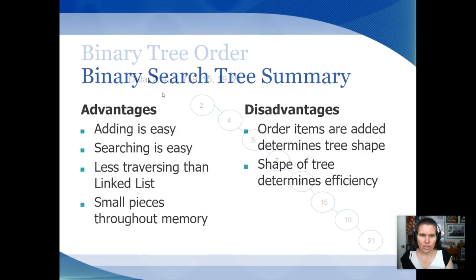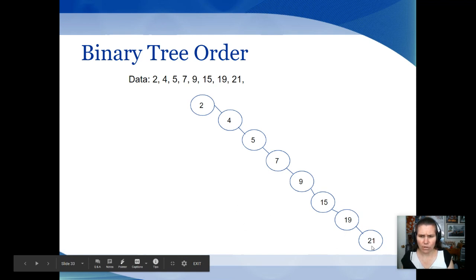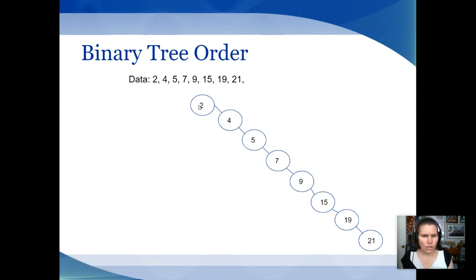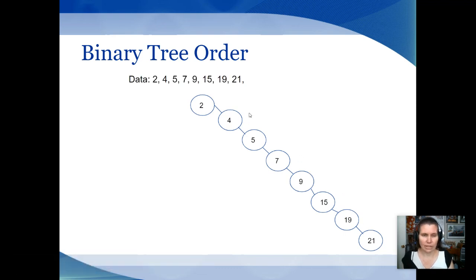Since all of these values are in order, it's just going to create one long branch of this particular tree. And as far as efficiency goes, remember we talked about the height of the tree determining the efficiency. This is not very efficient. If we're looking for the value 21, we're starting at the beginning of the list and going all the way through the list. We're traversing the list.